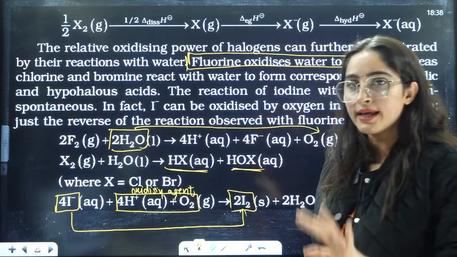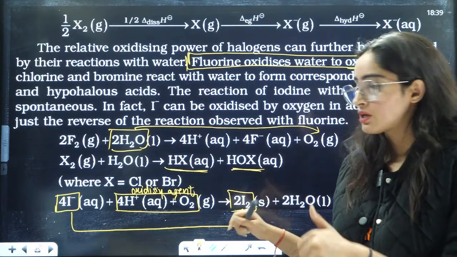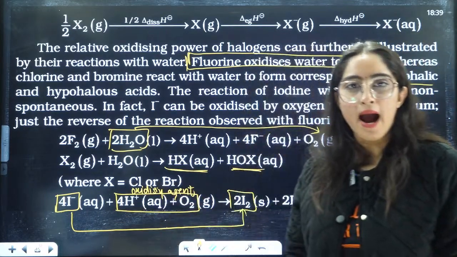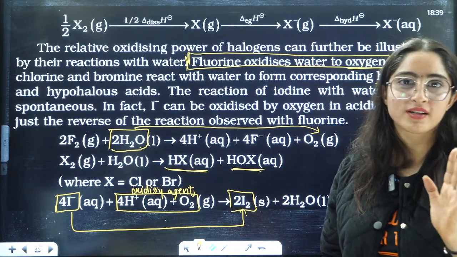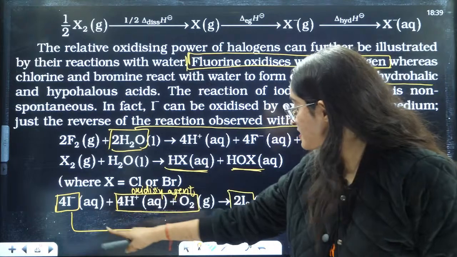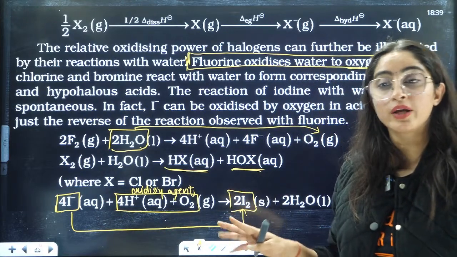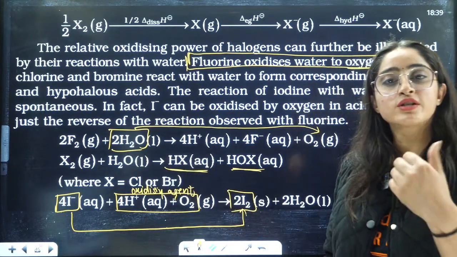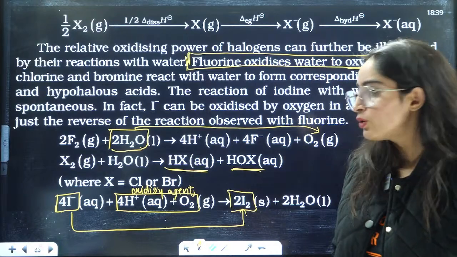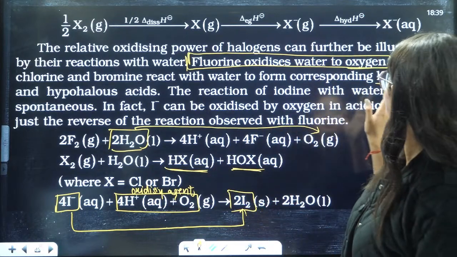Understood? Three things. F2, what is it doing? F2 is converting water to oxygen. Iodine is such a bad oxidizing agent. It will not oxidize something, it will itself get oxidized, right? So it is oxidizing to I2. Otherwise, it's non-spontaneous only. If we try, it will behave like this. X2, if it's chlorine or bromine, what will they do? They will convert it into hypohalous and hydrohalic acid, right?